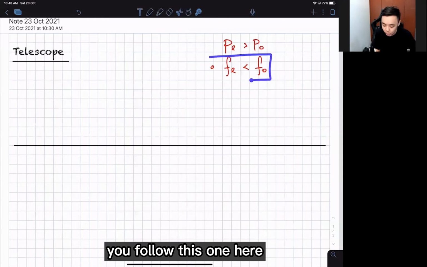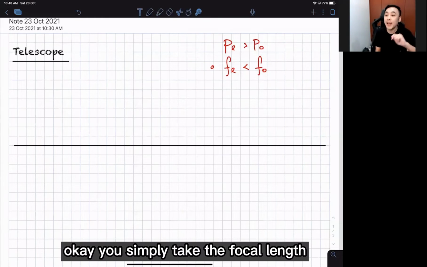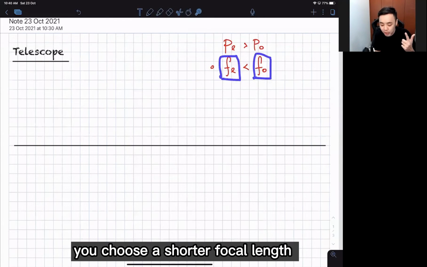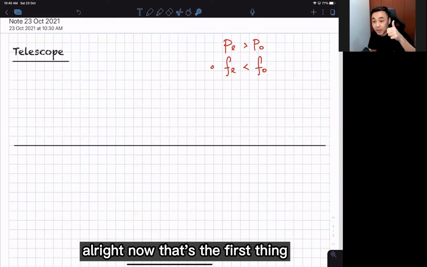How do we do that? Simple. You follow this one here. You simply take the focal length of the eyepiece and the objective. You must choose the longer one for your objective, and you choose a shorter focal length for your eyepiece. All right, that's the first thing.